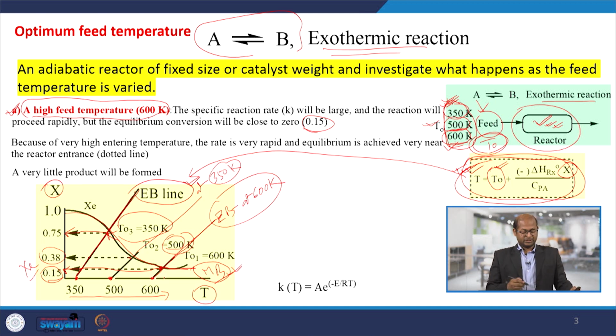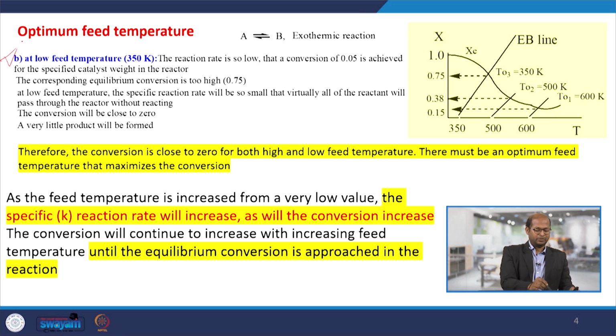If we start at high temperature, the specific reaction rate constant will increase and its numerical value will be very high. Therefore, the reactions will proceed very rapidly and reach equilibrium very fast. Since the reactions started at a high temperature and reached equilibrium, the overall conversion, the yield of product we get once the reaction reaches equilibrium, will be very low.